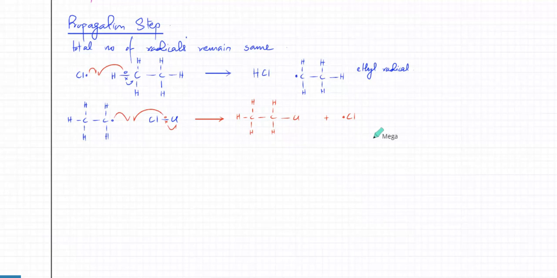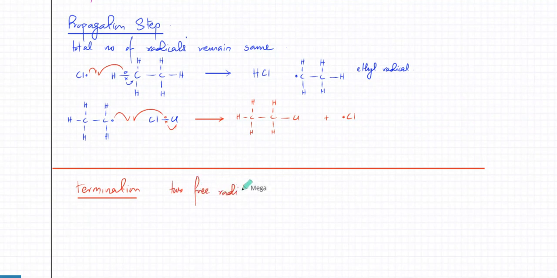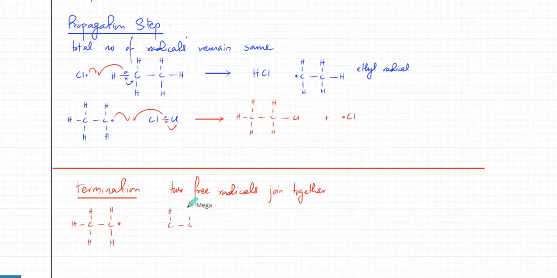And it endlessly repeats. And the very last step is going to be that somewhere in the propagation step, termination would happen. Termination is that any two radicals could just at any point get together to terminate the reaction. So termination is two free radicals, they join up. So they join together. So for example, you've got an ethyl radical that was produced in the first step above. And that ethyl radical could join up with another ethyl radical. Because both carbons need a bond and they could sort of join up.